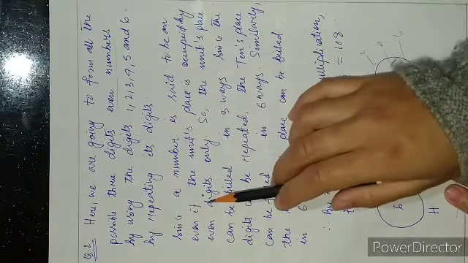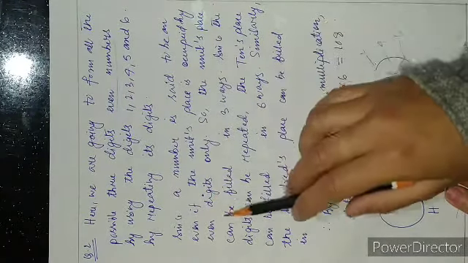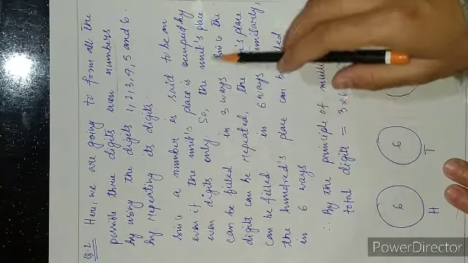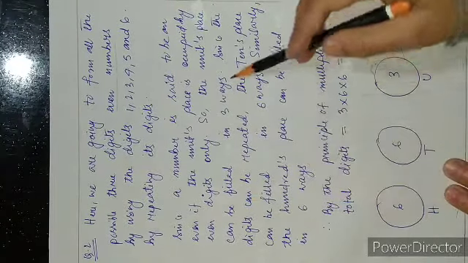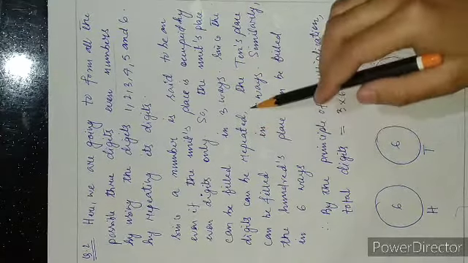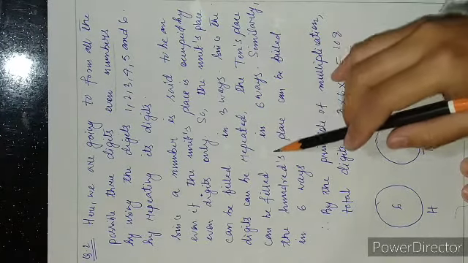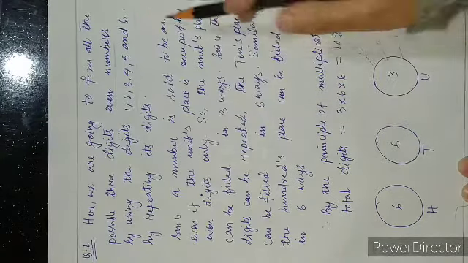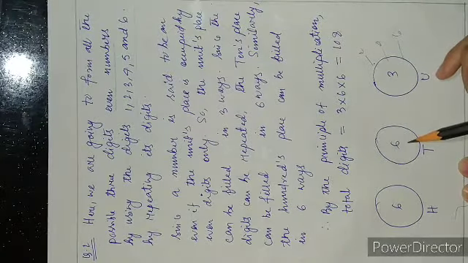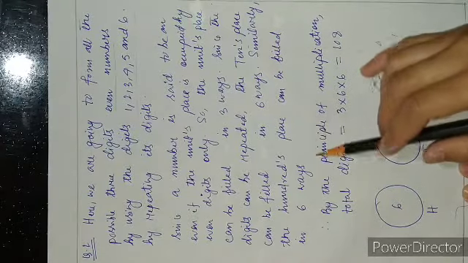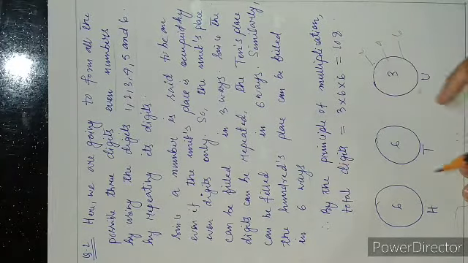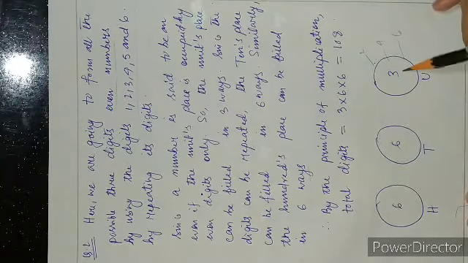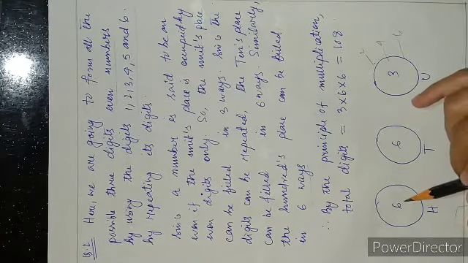Since a number is said to be even if the units place is occupied by the even digits only, the units place can be filled up in 3 ways. Since the digits can be repeated, the tens place can be filled up in 6 ways, as the total number of digits is 6. And similarly, the hundreds place can be filled up in 6 ways.